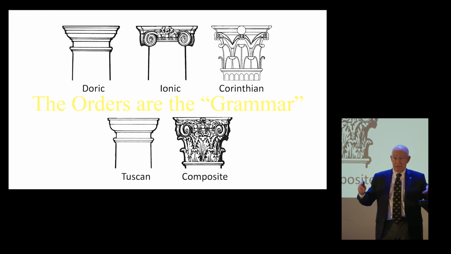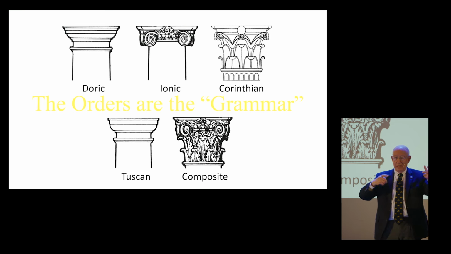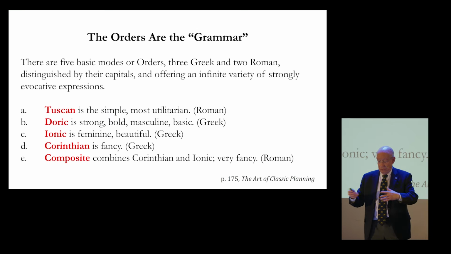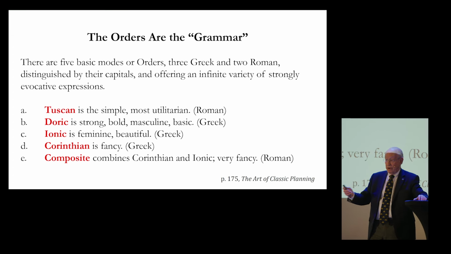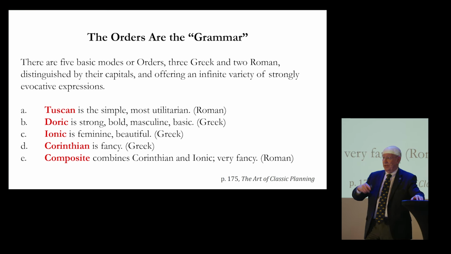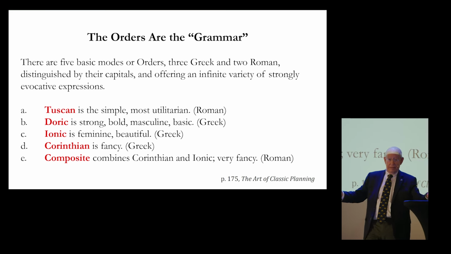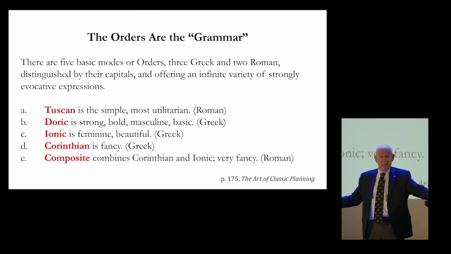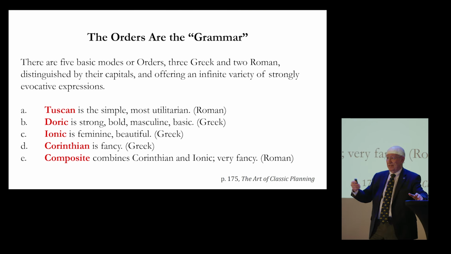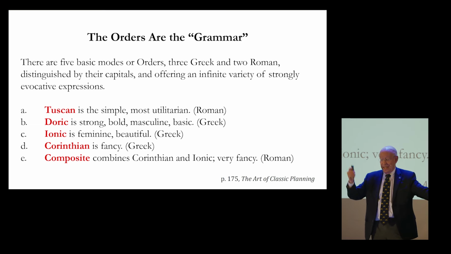We talk about the language of architecture. I don't know that there is a language of architecture, actually, if you want to make this kind of analogy, but I think you understand where we're going. And the orders are the grammar. You know that Tuscan is simple. You know that the Doric is strong, bold, masculine. You know that Ionic is feminine and beautiful. Corinthian is fancy. Fundamentally, the world has male, female, and fancy. And then it's got the composite. Make of it what you will. This is how fundamentally, generally, we look at the world. We're not closing the door on any other possibilities.